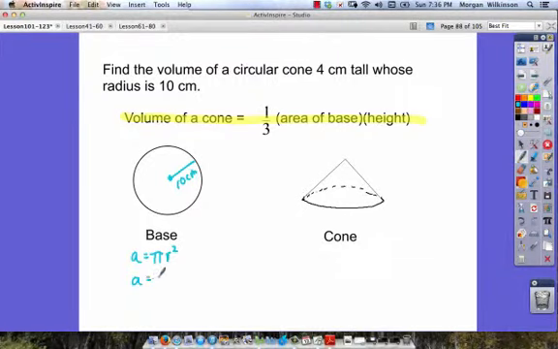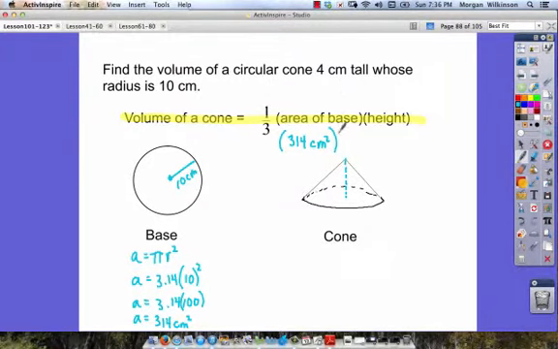So that's going to be equal to 3.14 times our radius of 10 squared. 10 squared is 100, and 3.14 times 100, well, that must be 314. So we've got 314, that's area, so square centimeters. We need to multiply that times the height. These problems are nice. They will often just tell us the height right out. But remember, the height is the distance straight up and down. This one is 4 centimeters tall. And we're going to have to multiply all this by 1/3.